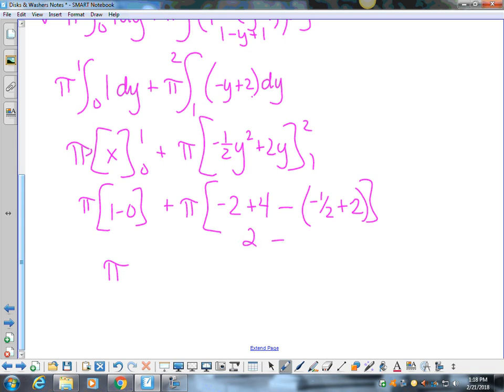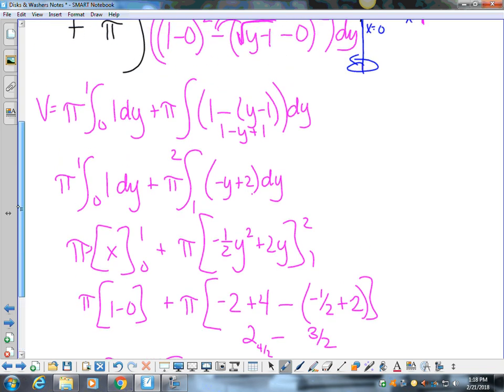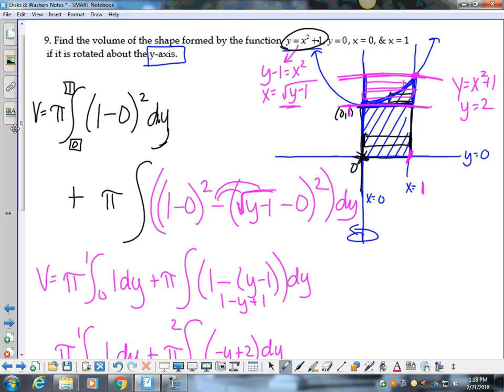So 2 minus 3/2. That's 4/2. So that's a 1/2. So 3 pi over 2. Whew. So the big thing on this one is to make sure that you understand why you have to do this one in 2 separate integrals. It's not the same top and bottom throughout the whole life of this graph.